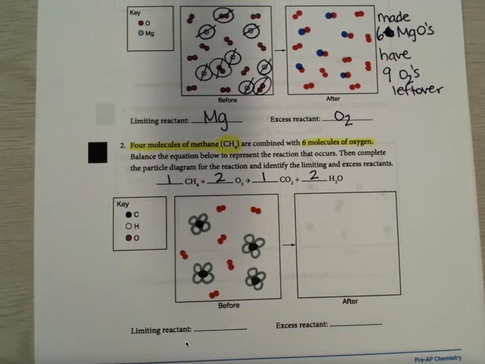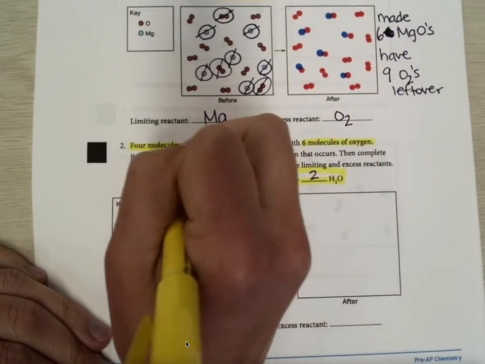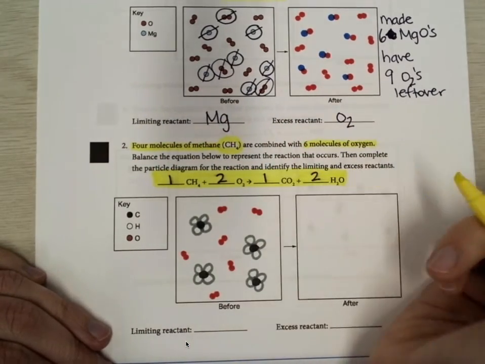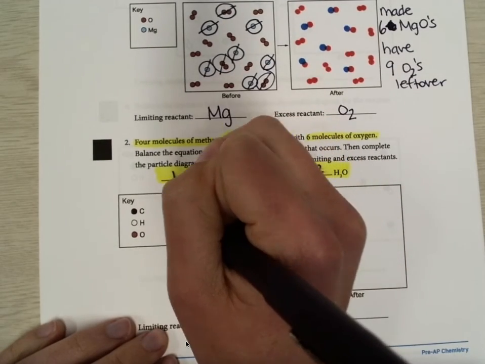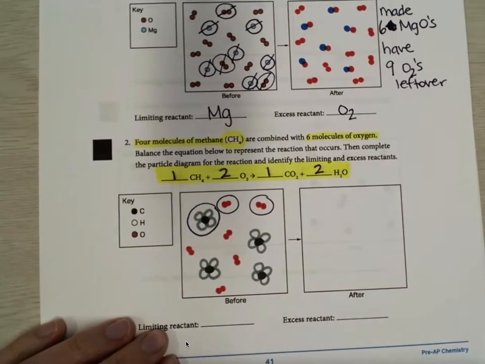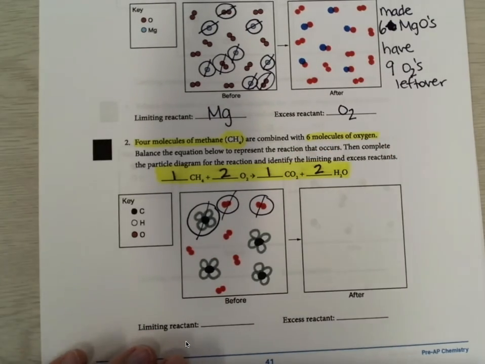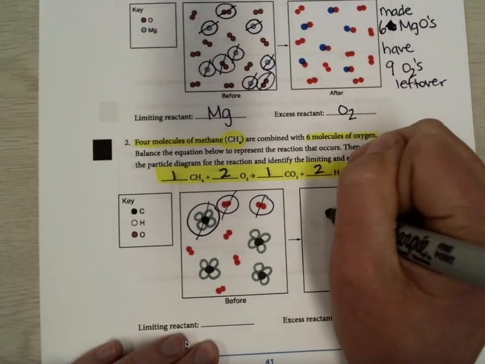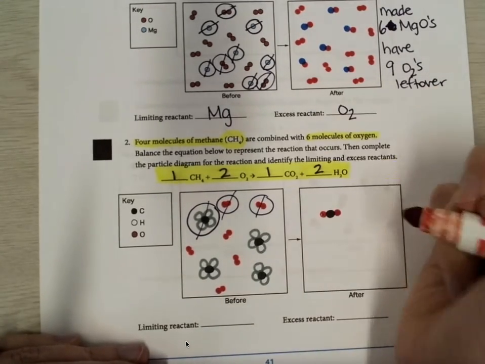Now that we have our balanced equation, which we always need for any reaction, and we have our starting image, this is like doing question number 1. Okay? I'm going to circle 1 CH4 and 2 oxygens. Those are going to bust apart, and when they do, they're going to form 1 carbon dioxide. That's C with 2 O's.